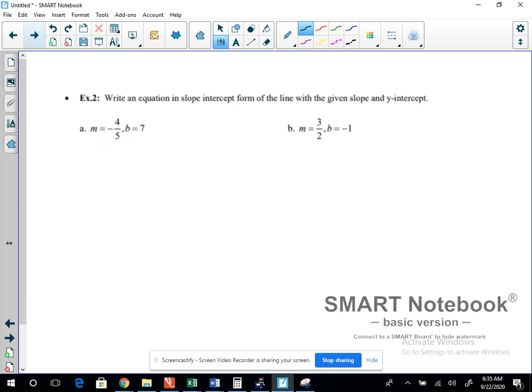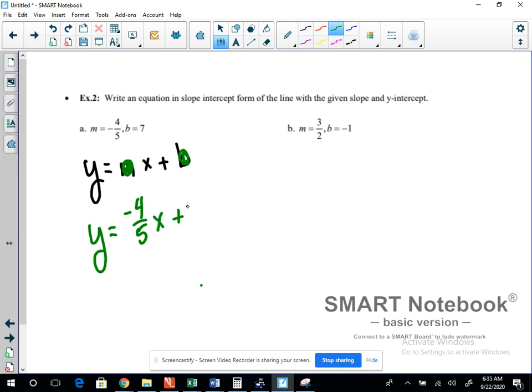Now you're supposed to write the equation in slope-intercept form. So again, all you're going to do is replace the m and the b and put them in there. So you're just going y equals m, which is negative 4/5 they've given you, and then x plus 7. And all you've done is just put that m and b in. Try the next one. Assuming you pause the video, here we go. Y equals 3/2 x minus 1.